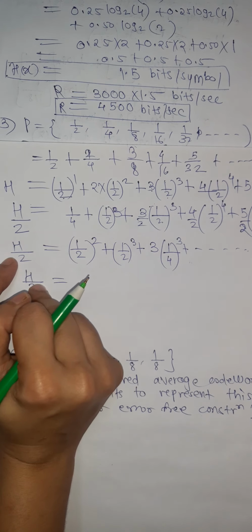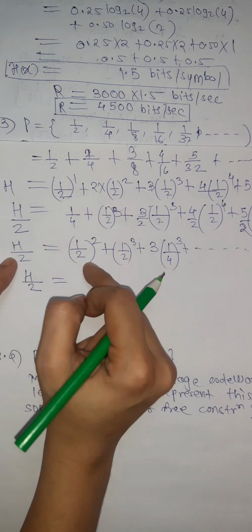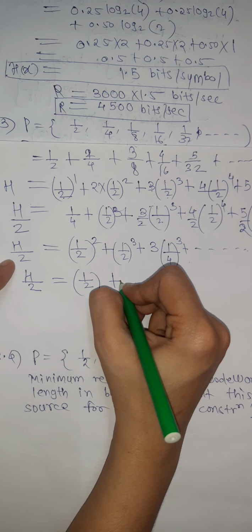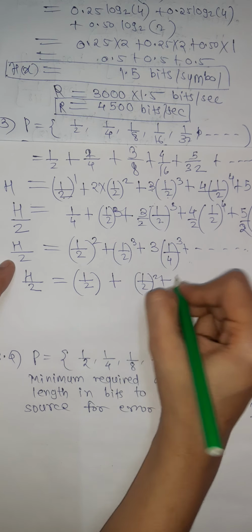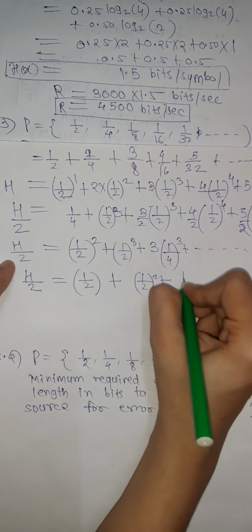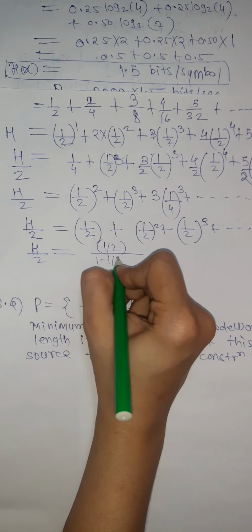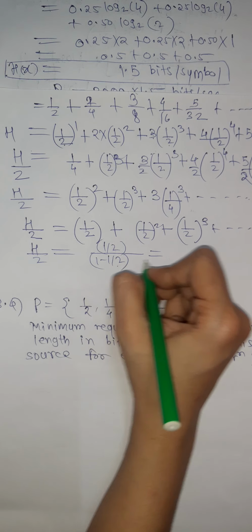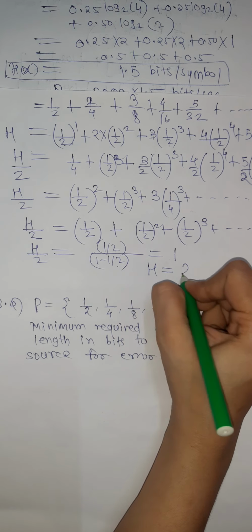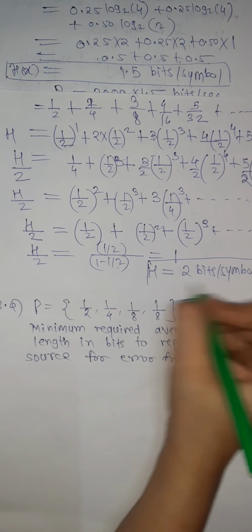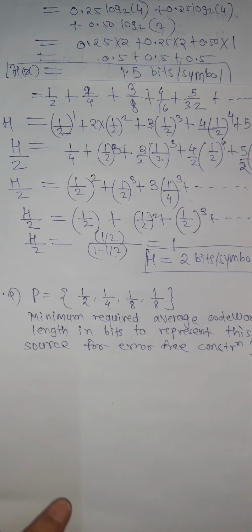h minus h by 2 is h by 2, and by subtracting we will get 1 by 2 plus (1 by 2) squared plus (1 by 2) cubed up to so on. So finally it will be h by 2 is equal to (1 by 2) divided by (1 minus 1 by 2). 1 minus 1 by 2 is again 1 by 2, so it is 1, and h is equal to 2 bits per symbol. So the entropy is 2 bits per symbol here.